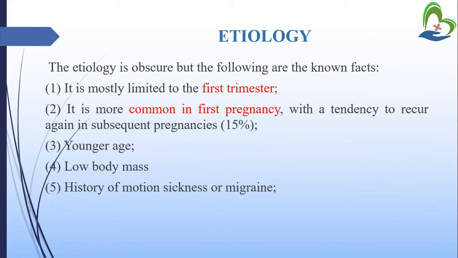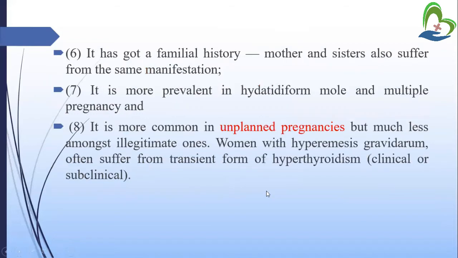Okay, now we'll discuss the etiology. In the first trimester the mother is having hyperemesis gravidarum. First trimester means 0 to 12 weeks of pregnancy. During that period the mother is having hyperemesis gravidarum, and it is more common in the first pregnancy. If the mother is having the first pregnancy, she will have hyperemesis gravidarum, and also if the mother is of younger age, low body mass, or has a history of motion sickness or migraine.